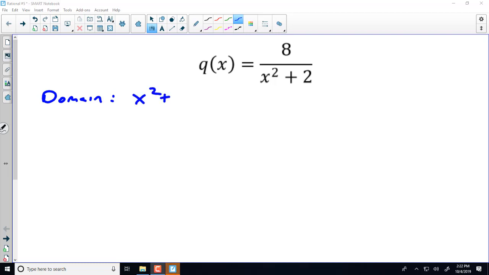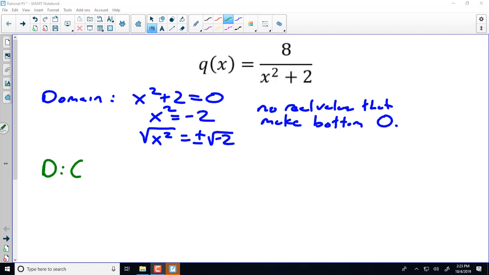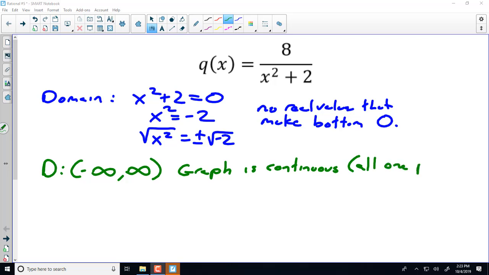However, if you set x squared plus 2 equal to 0 and try to solve that for x, you're going to end up taking the square root of a negative number. What that means, everyone, is there are no real values that make the bottom 0. Which means this rational function, unlike many of the other ones we look at, actually has a domain of negative infinity to infinity, meaning the graph is continuous, or another way to say that is all one piece.